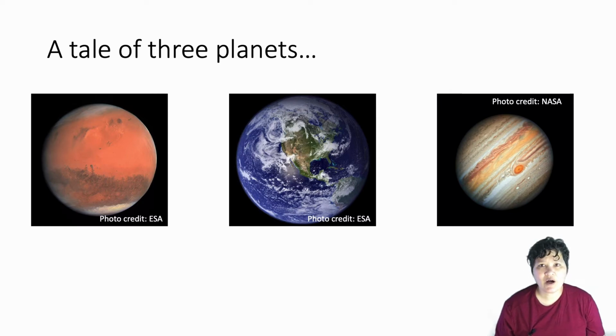Mars is what we call a rocky planet. Earth is also considered a rocky planet, but it's very different from Mars because it has lots of liquid water and it has a fairly thick atmosphere. Jupiter is what we call a gas giant. But what does that even mean? And why are all of these planets so different?